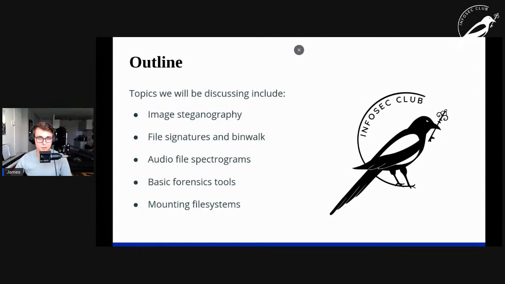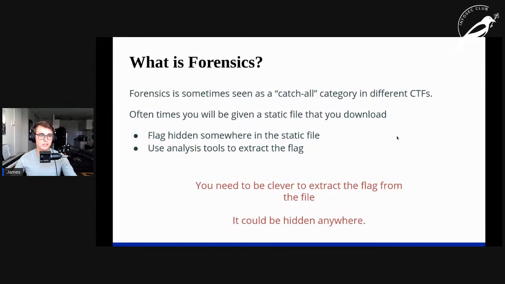So what is forensics? Forensics is sometimes seen as a quote-unquote catch-all category in some CTFs. What I mean by that is you have your categories of maybe web exploitation and binary exploitation, and they have kind of not set ways of solving them, but very similar ways. There's sort of a path that you need to take. But forensics is a lot more open-ended. Generally, you're given just a static file. What I mean by that is just a downloadable file. You're not connecting to a server using Netcat or connecting to a website. You're just downloading a file. And there's a flag or some data hidden inside there.